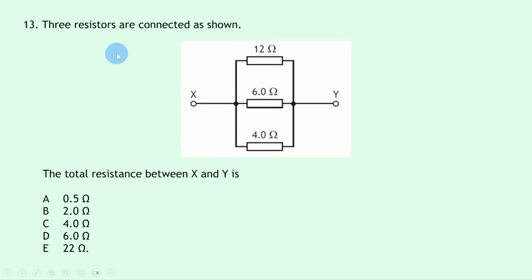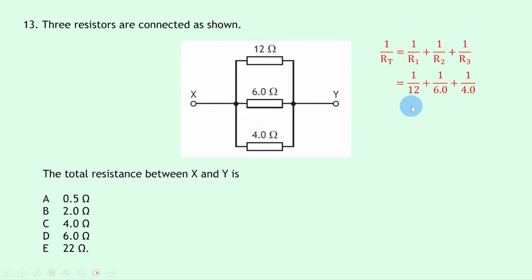Question 13 says 3 resistors are connected as shown. So we've got 12 ohm, 6 ohm and 4 ohm resistors in parallel, and it says the total resistance between X and Y is. Well, here we want to use our equation for resistors in parallel, so we have 1 over RT equals 1 over R1 plus 1 over R2 plus 1 over R3.